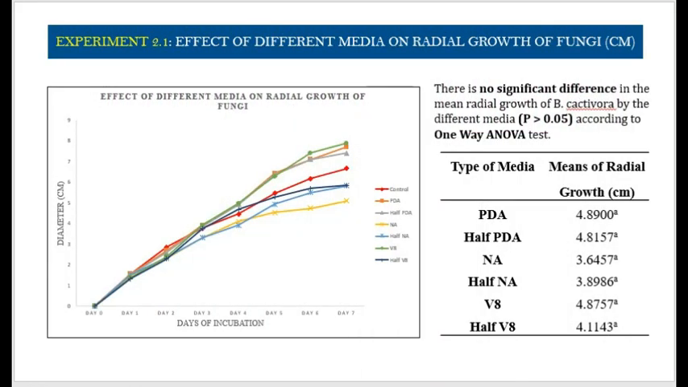For experiment number 2, there are 4 environmental factors that we used in this experiment. This is the result for experiment 2.1. There is no significant difference in the mean radial growth of Bipolaris cactivora. The value of P is higher than 0.05 according to the one-way ANOVA test. The fungus on PDA media shows the larger radial growth, and in the other media, the fungus cannot grow well because it does not contain the specific ingredient required for fungal growth.